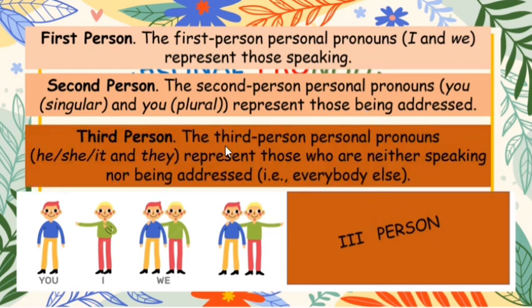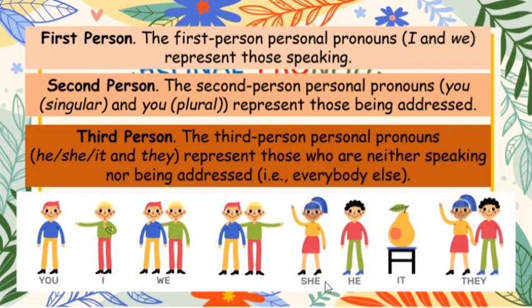Third person, the third person personal pronouns he, she, it and they represent those who are neither speaking nor being addressed, that is everybody else. So these 7 personal pronouns can be categorized into 3 persons: first person, second person and third person. First person I and we, second person you, and third person pronouns are he, she, it and they.